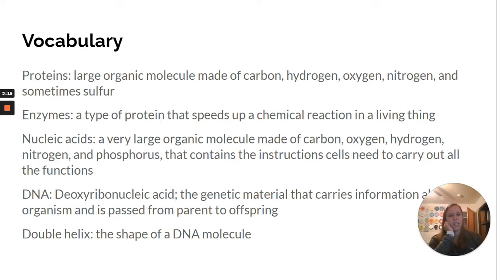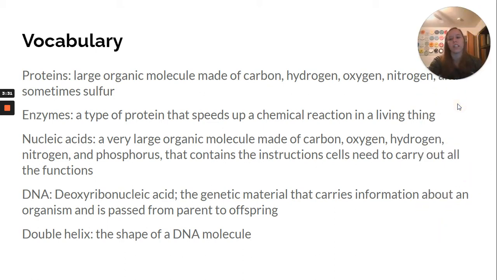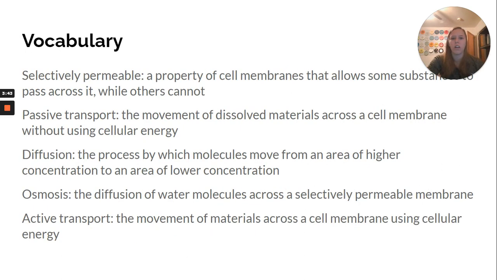Enzymes are a type of protein that speeds up a chemical reaction in a living thing. Nucleic acids are very large organic molecules made of carbon, oxygen, hydrogen, nitrogen, and phosphorus that contain instructions cells need to carry out all their functions. DNA, or deoxyribonucleic acid, is the genetic material that carries information about an organism and is passed from parent to offspring. Double helix is the shape of a DNA molecule.